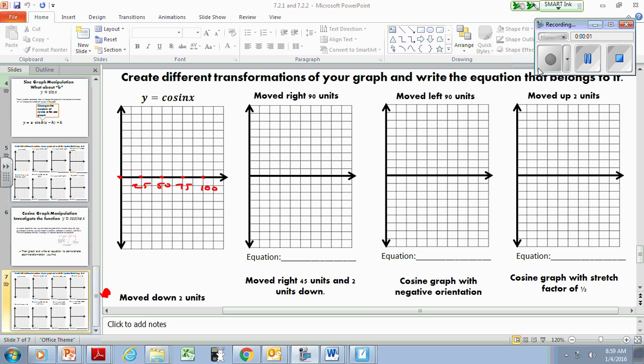Unit 7, first section, graphing cosine functions.